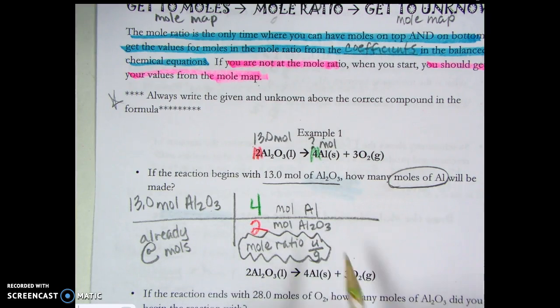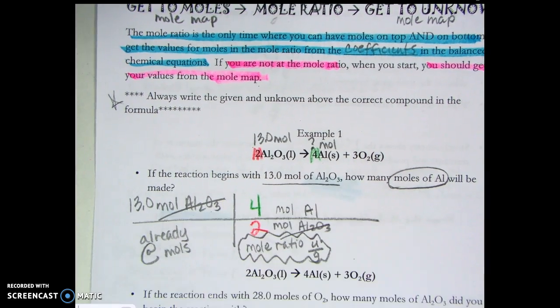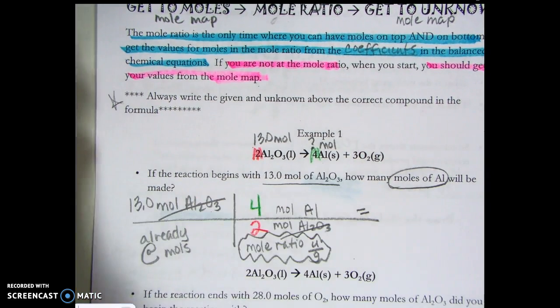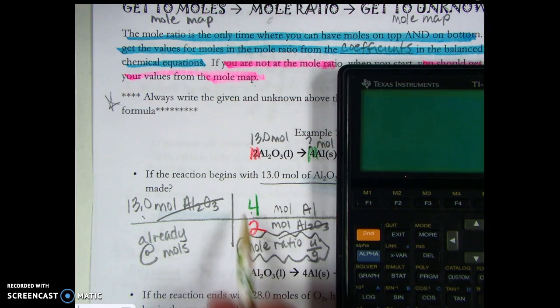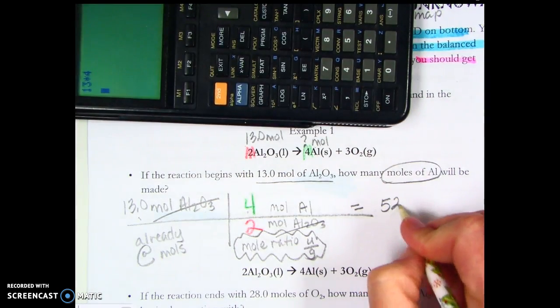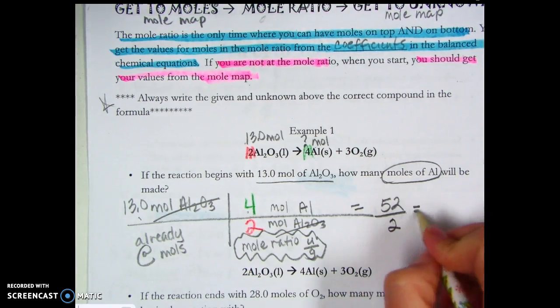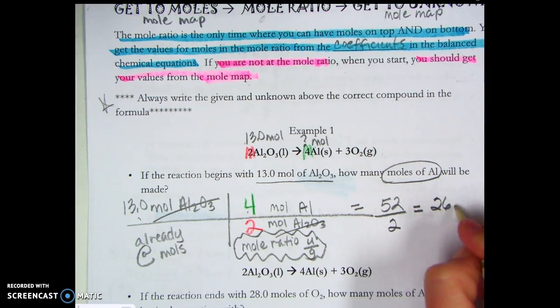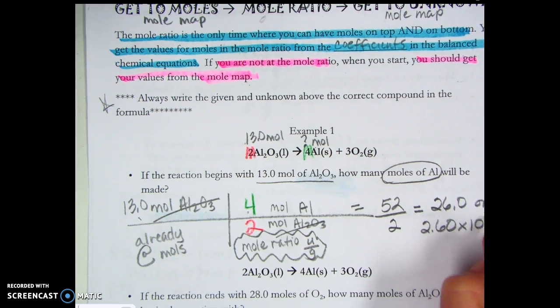Then our third step is get to the unknown. My unknown is moles. I'm at moles of aluminum. Those cancel, and we're just going to do our math. We're going to multiply 13 times 4. 13 times 4 equals 52. Divided by 2 times nothing is 2, which is going to give me 26.0 or 2.60 times 10 to the first moles of aluminum.